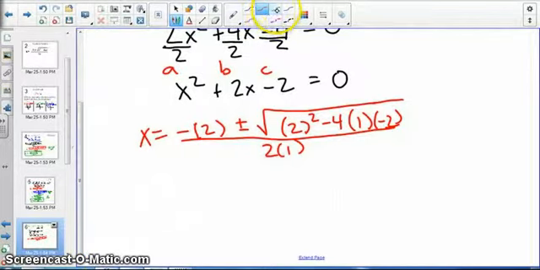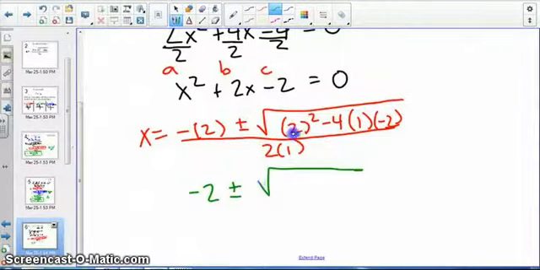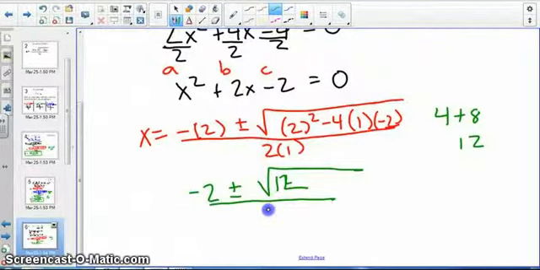So now I'll just go ahead and simplify. So I have negative 2 plus or minus square root 2 squared is 4. Okay? Negative 4 times 1 is negative 4 times negative 2 is positive 8. So 4 plus 8 is 12, all over 2.